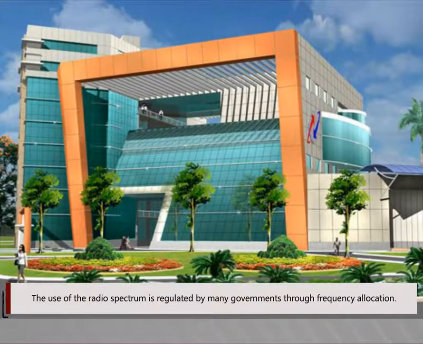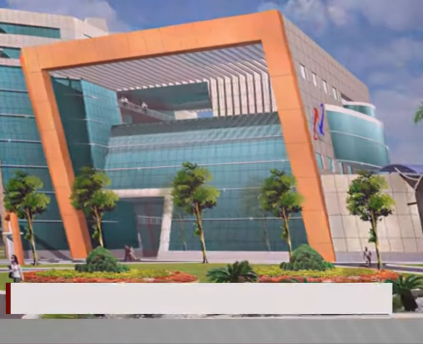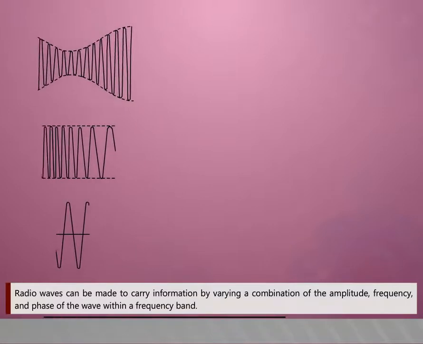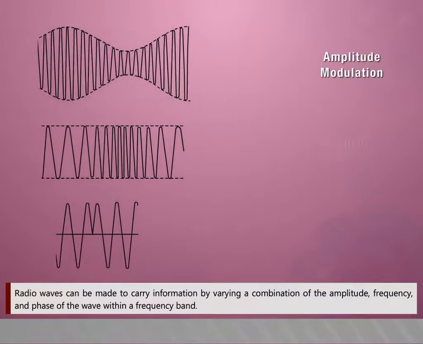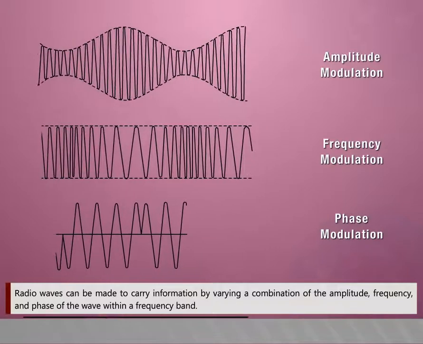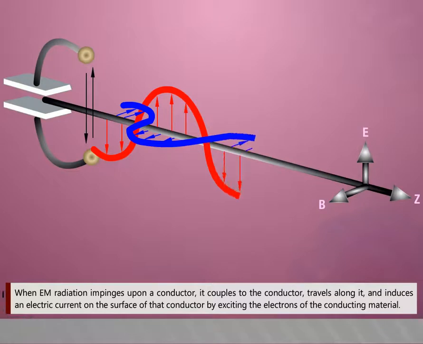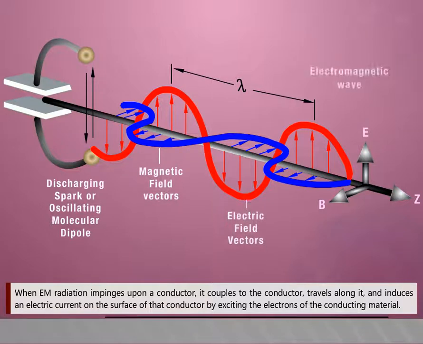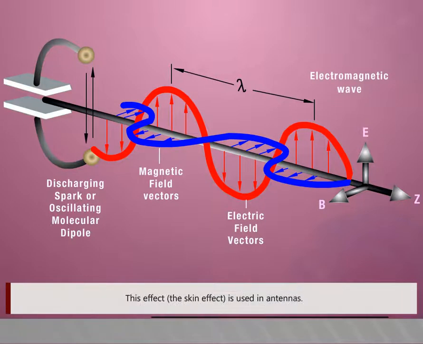The use of the radio spectrum is regulated by many governments through frequency allocation. Radio waves can be made to carry information by varying a combination of the amplitude, frequency, and phase of the wave within a frequency band. When EM radiation impinges upon a conductor, it couples to the conductor, travels along it, and induces an electric current on the surface of that conductor by exciting the electrons of the conducting material. This effect, the skin effect, is used in antennas.